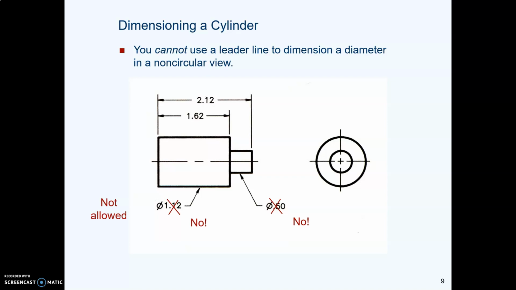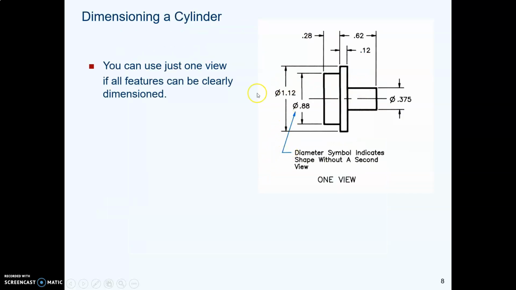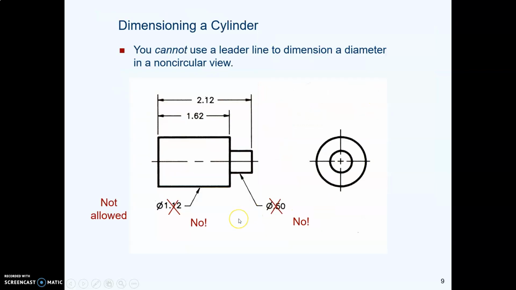Here's the one style that you cannot do. You cannot dimension a cylinder using leader lines pointing at the surface, ever. I know there's some hard and fast rules where they say never, never, never, but that's the rule. You cannot do this ever. You can put dimensions in the side view. You cannot put leader lines in the side view.